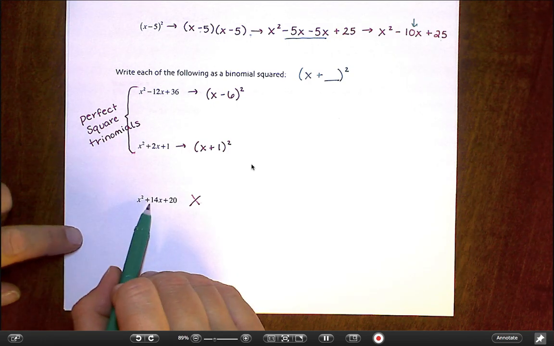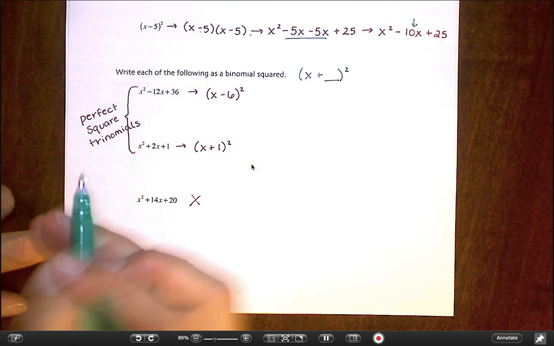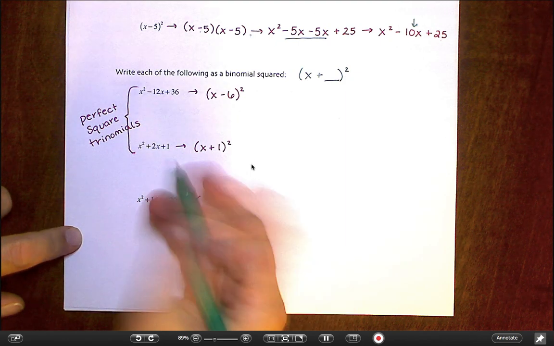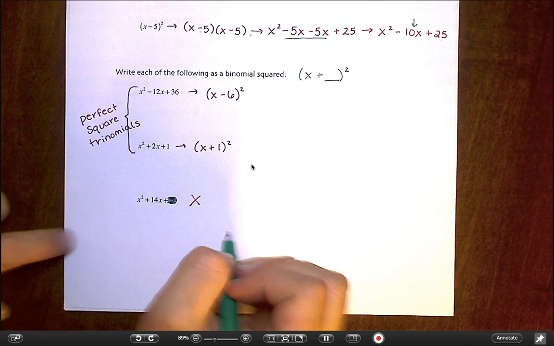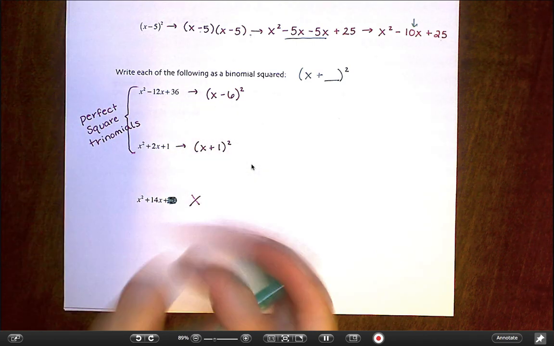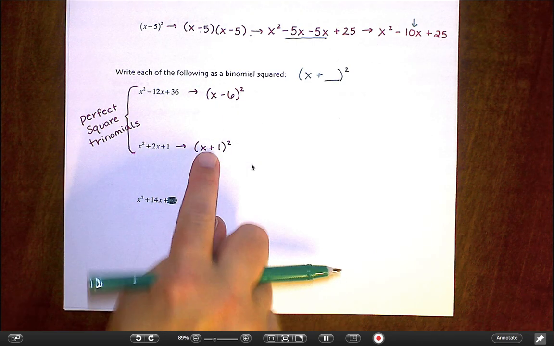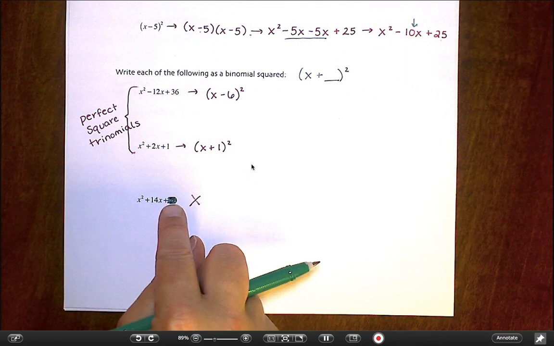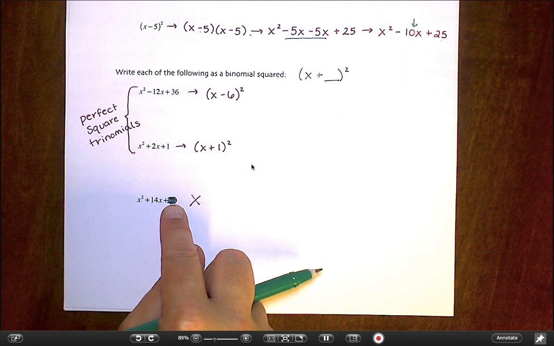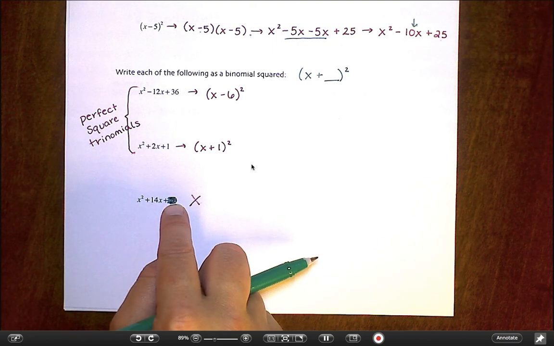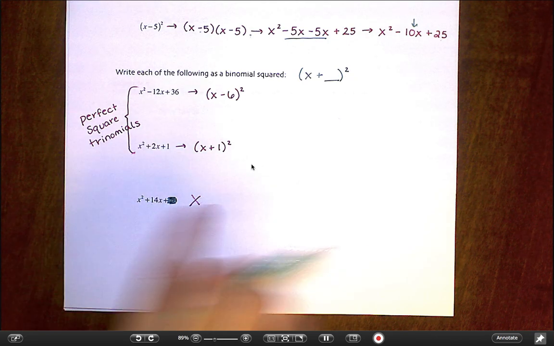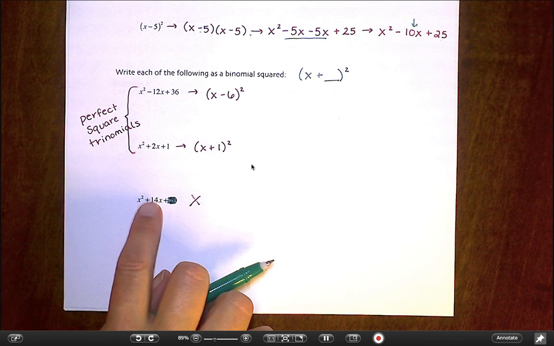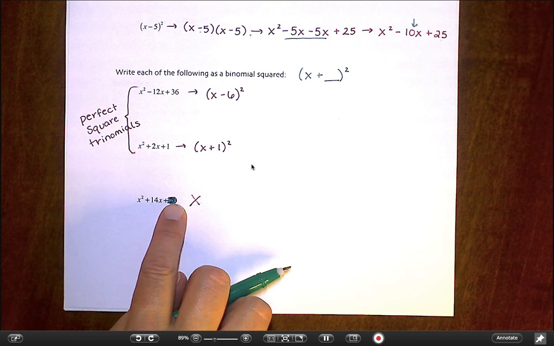If I were to leave this 14x here, but I were to use this magical math pen of mine to get rid of this 20 and turn it into something else, and I can make it be anything I want so that I can write it in this form, what number do you wish was right here? Well, remember, whatever number we want to be right there, the number that I want in my parentheses is going to be doubled here and squared here.